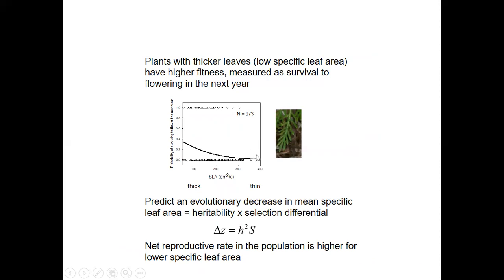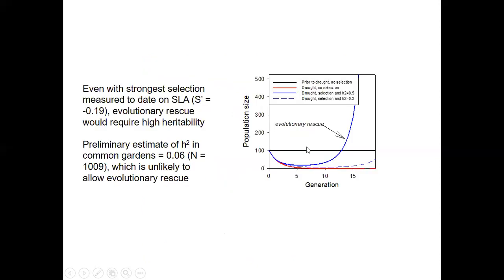All right, here's that directional selection again, favoring thick leaves, low specific leaf area. And we would predict an evolutionary decrease in the trait, so the change in the trait value between 2 generations can be predicted by the heritability of the trait and the selection differential on it. So we get the selection differential from here. And with that selection, our conclusion is that evolutionary rescue would require very high heritability of the trait.